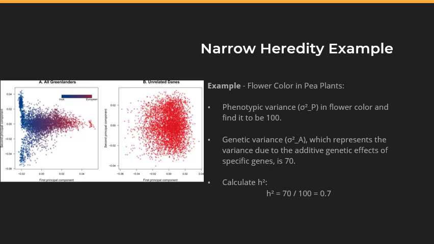Then we'll use the formula to calculate. In this example, narrow sense heritability h² for flower color in pea plants is 0.7, indicating that 70% of the variation in flower color within this population is attributed to the additive genetic effects of individual genes.